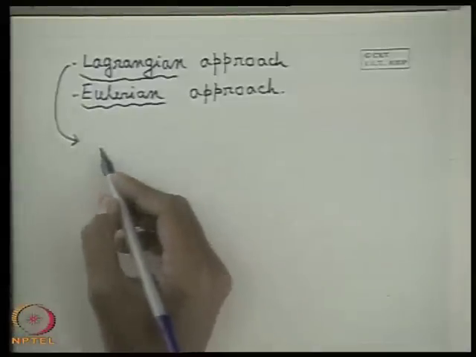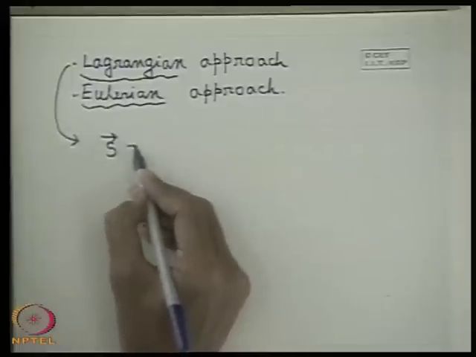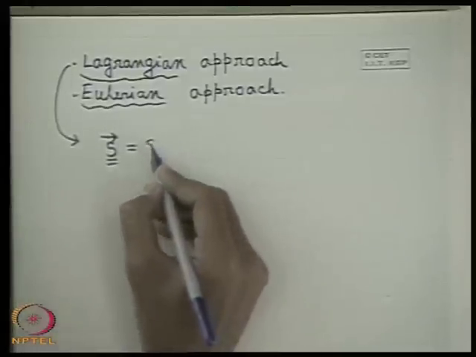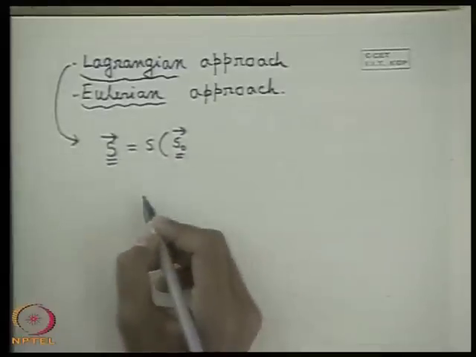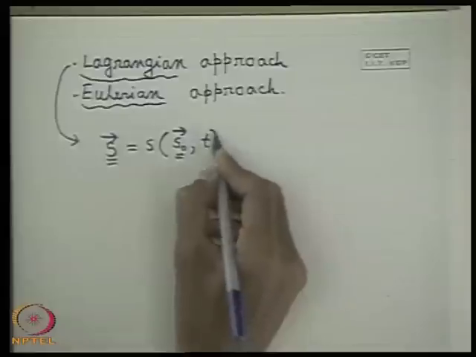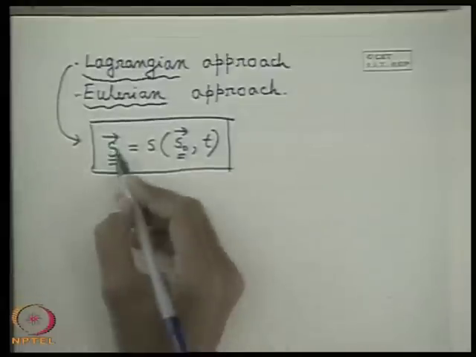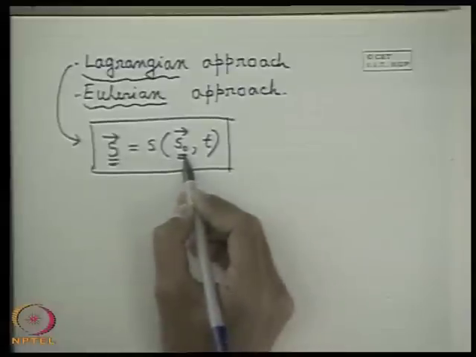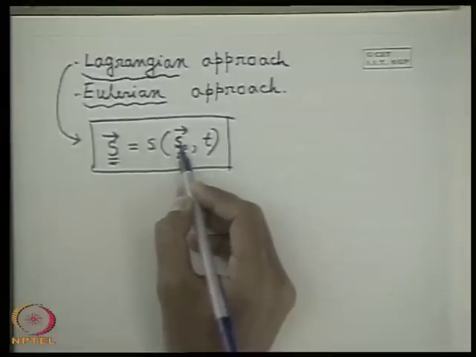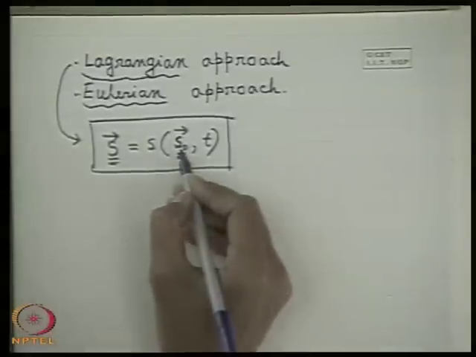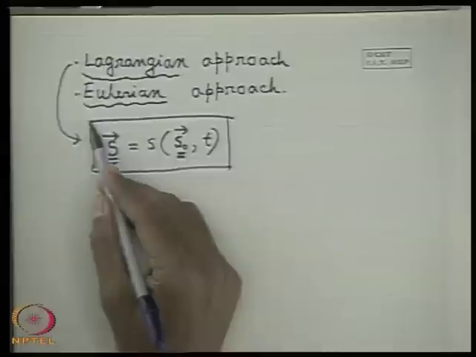So, let us now write this mathematically. If we have a flow field, the displacement S of any fixed identity particle is a function of the identity of the particle, which is S0, its position vector at time t equal to t0, and time t. This, in one line, is the analytical expression of the Lagrangian approach. That means the position vector of any identified particle, identified by its initial position from a frame of reference, is a function of the identity and the time. And this way all the particles of different identities are traced.